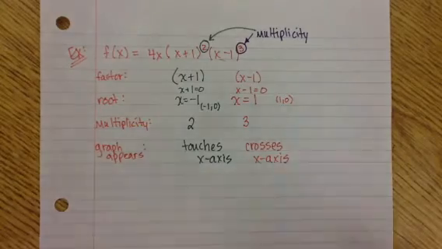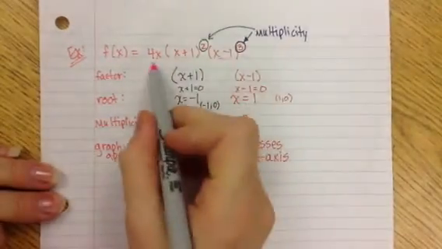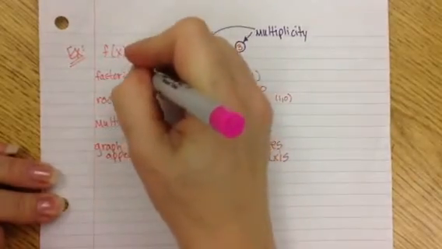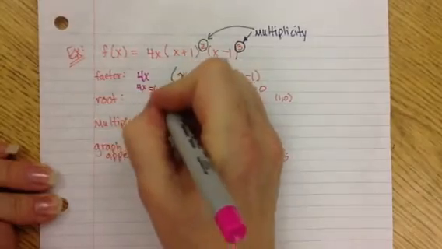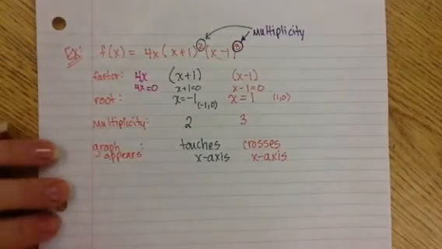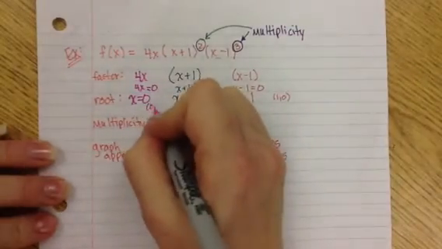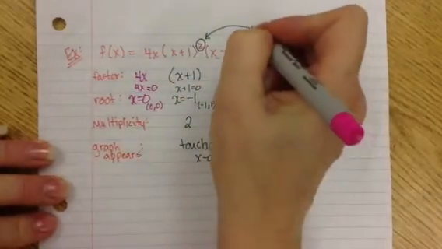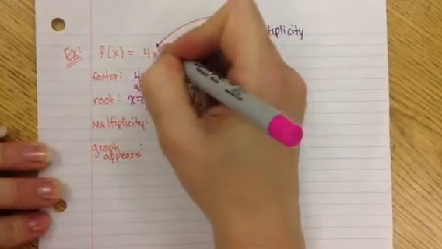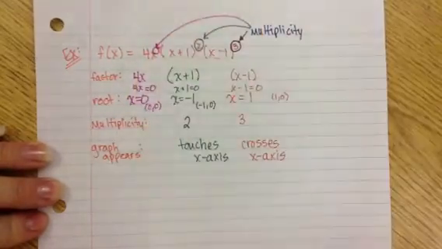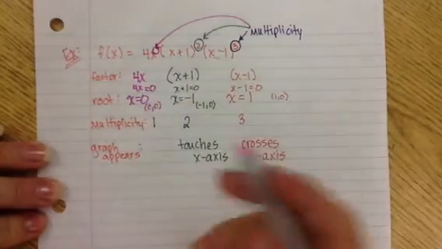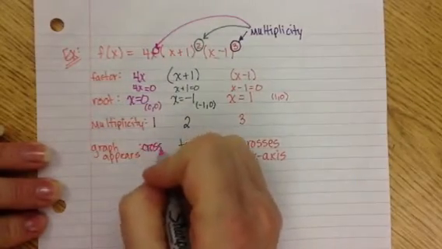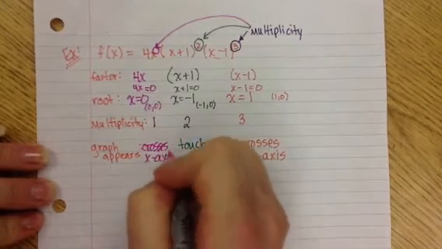Then we have this 4x. Now 4x, since it has a variable in it, is a factor. So 4x is a factor. And to find the root, we'd set 4x equal to 0. Divide both sides by 4. That gives us x equals 0 for our root. So our x-intercept will be (0, 0). The multiplicity for this root is the exponent that's on the x, and that is an understood 1. So our multiplicity is 1, which means our graph is going to cross the x-axis.